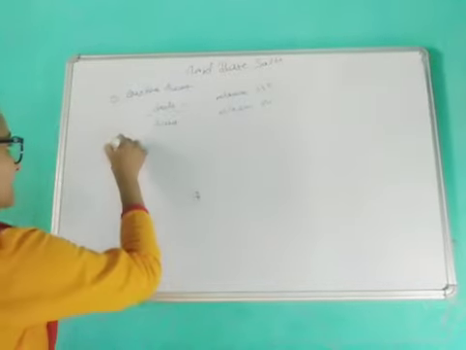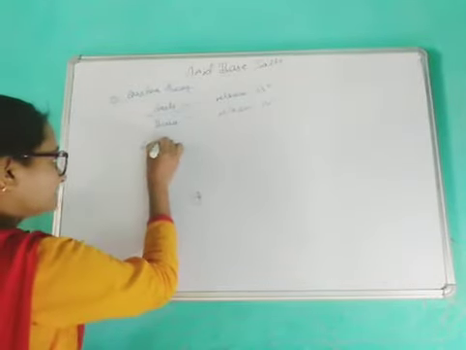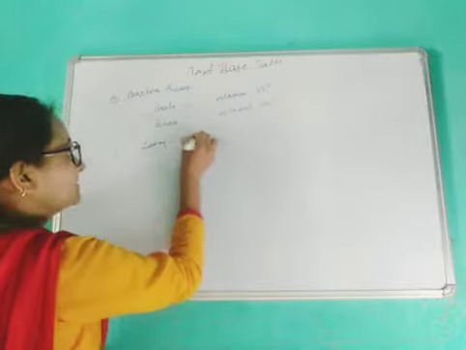It's done. Now the second theory was the Lowry-Bronsted theory.